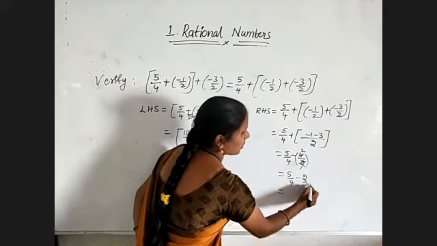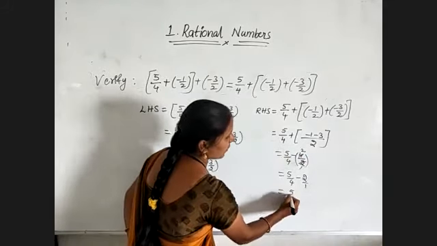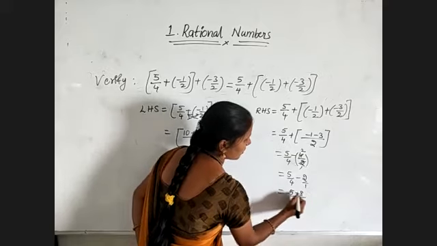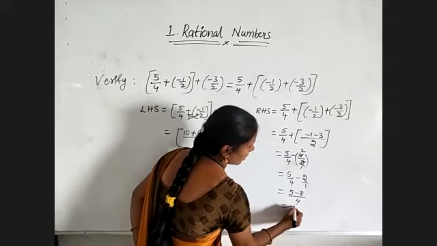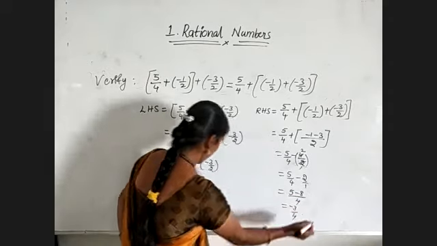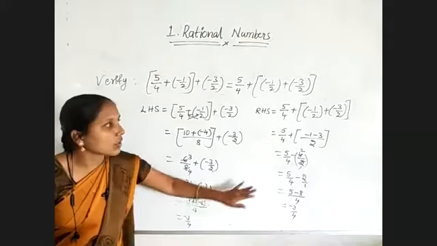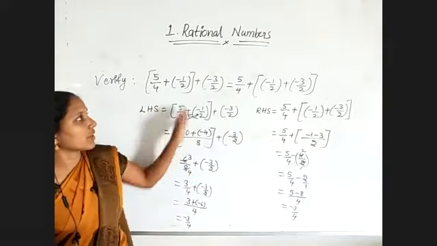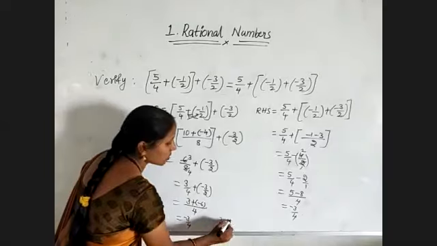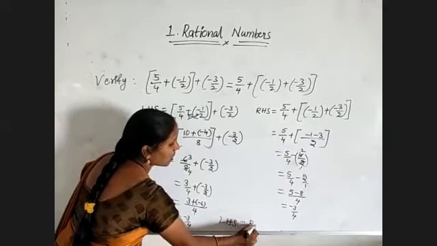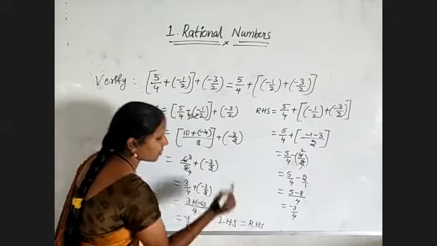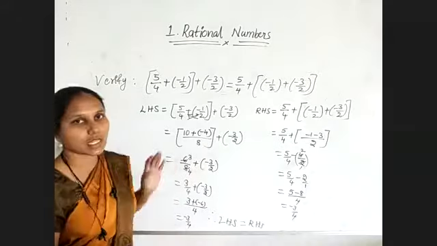Which is equal to, go for cross multiplication. 1 5s are 5, 4 2s are 8, by 4, which is equal to minus 3 by 4. So just observe, whatever we got for the LHS, that one only we got for the RHS. So the verification is nothing but checking whether those are correct or not. So here LHS is equal to RHS, which means whatever is given is correct.